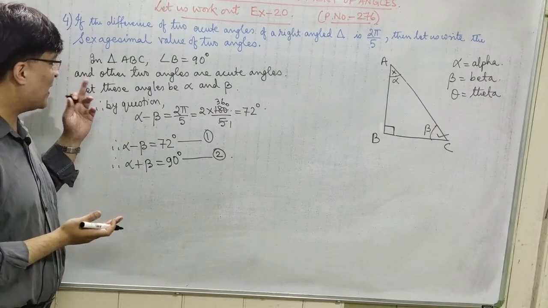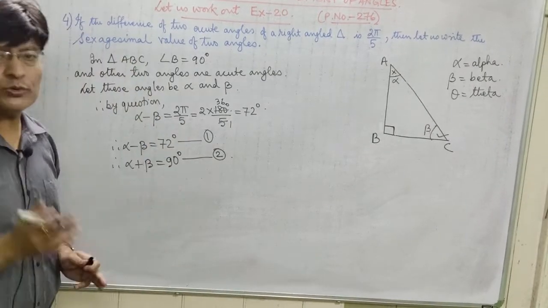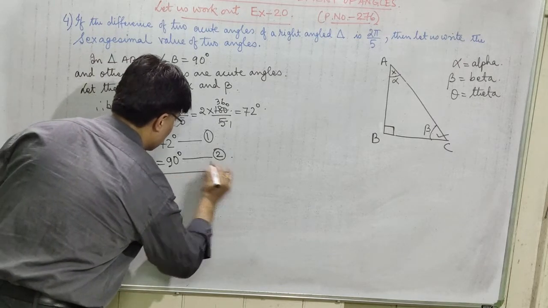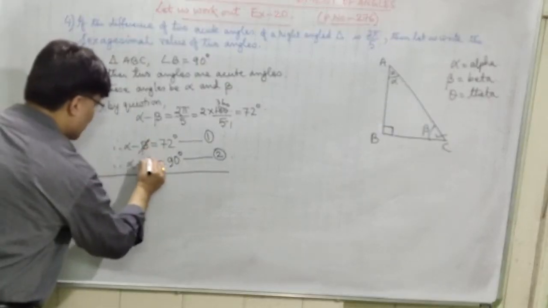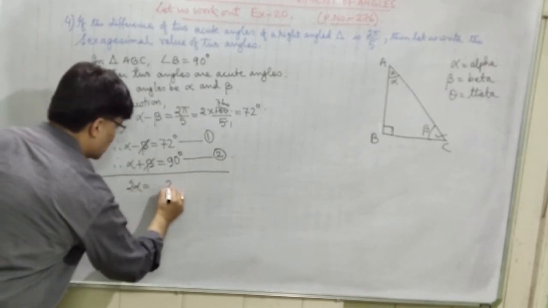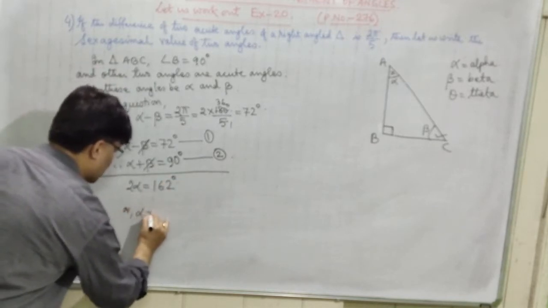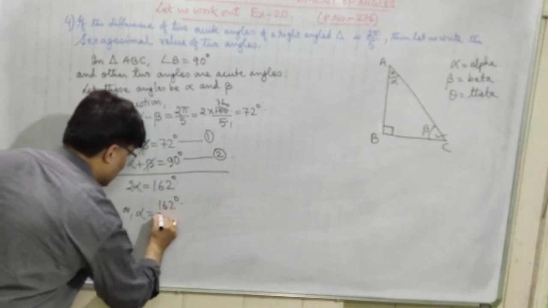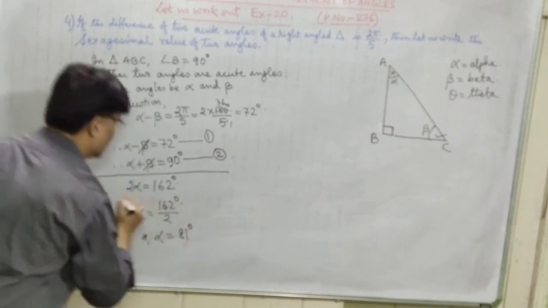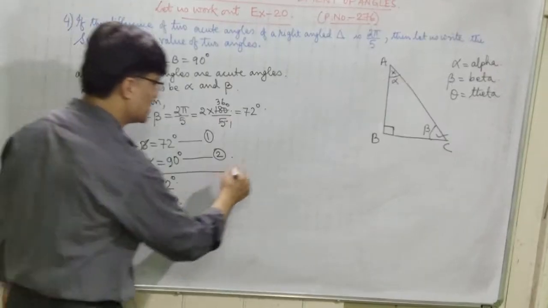Now you can easily find those two acute angles alpha and beta by solving these two simultaneous equations, right? So let us add them. Here beta and beta get cancelled, alpha plus alpha is 2 alpha, and 90 plus 72 is 162 degrees. So what is alpha equal to? 162 degrees divided by 2. It is 81 degrees. Now we have to get the value for beta.